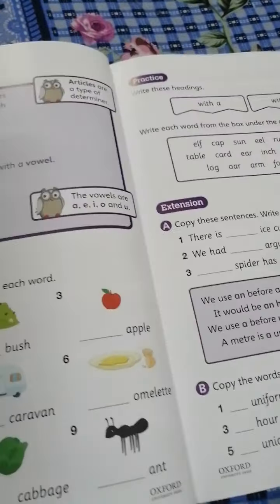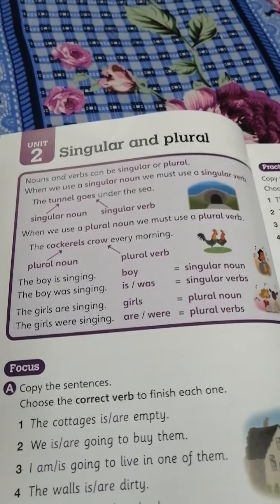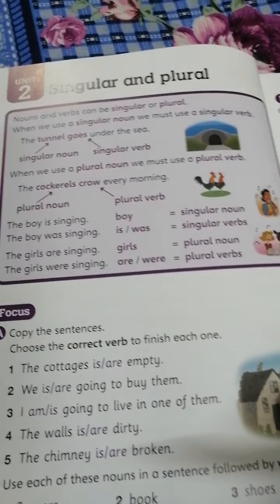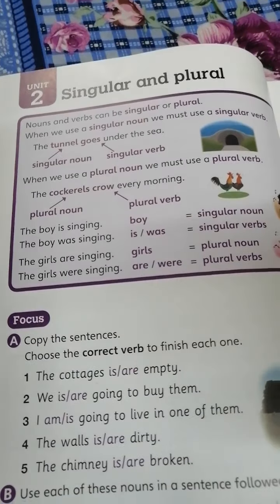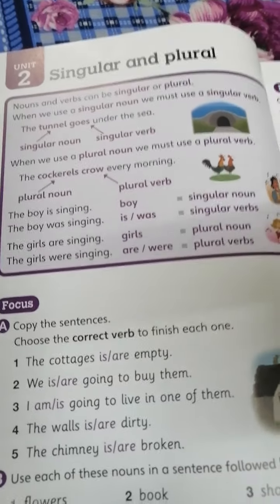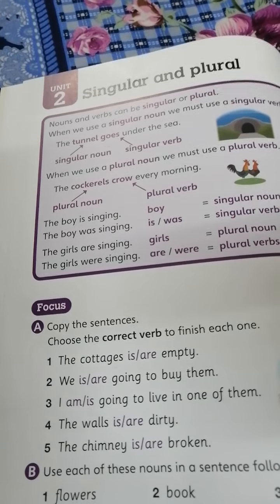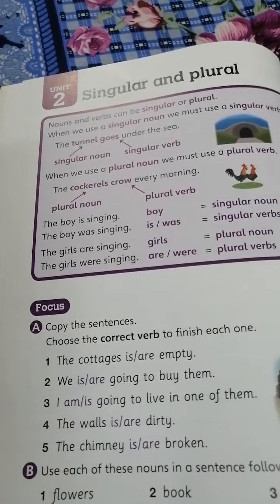Okay. The next topic is singular and plural. As you all know very well, singular is a single thing, means one thing, and plural is two or more than two things. When we use a singular noun, we must use a singular verb like is, am, was, has, have, etc. These all are verbs.